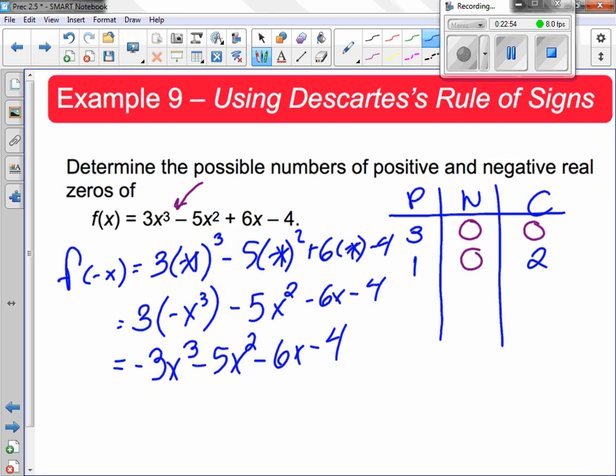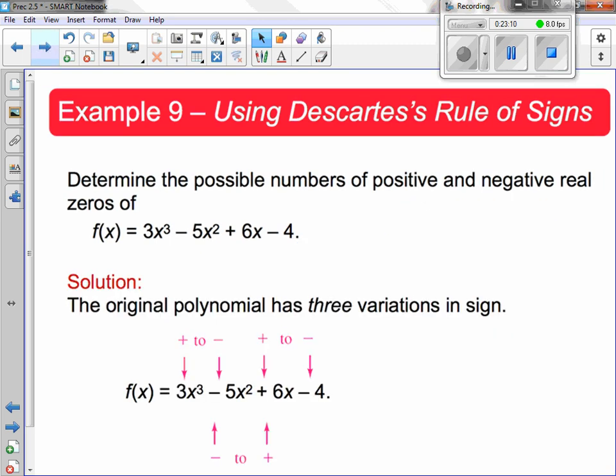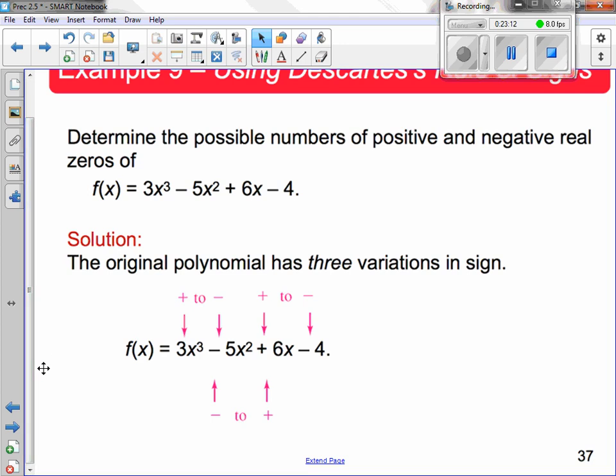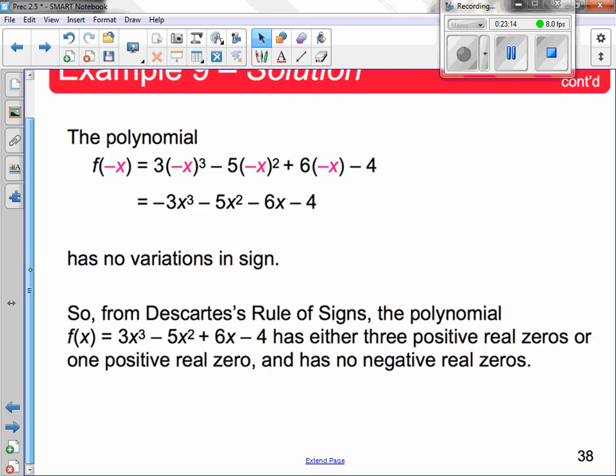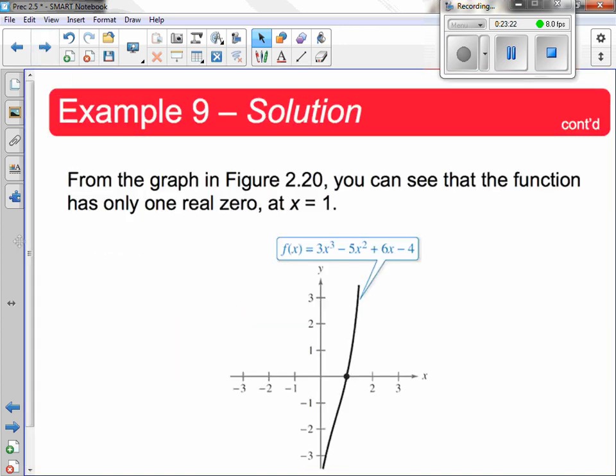If you notice the powers that were odd, the sign changes. When the exponent is odd or 1, it changes the sign. And that's it here. Questions on this here? So here it switches. So according to Descartes' rule of signs, there are 3 positive real zeros or 1 positive real zero and no negative real zeros. And that's it.